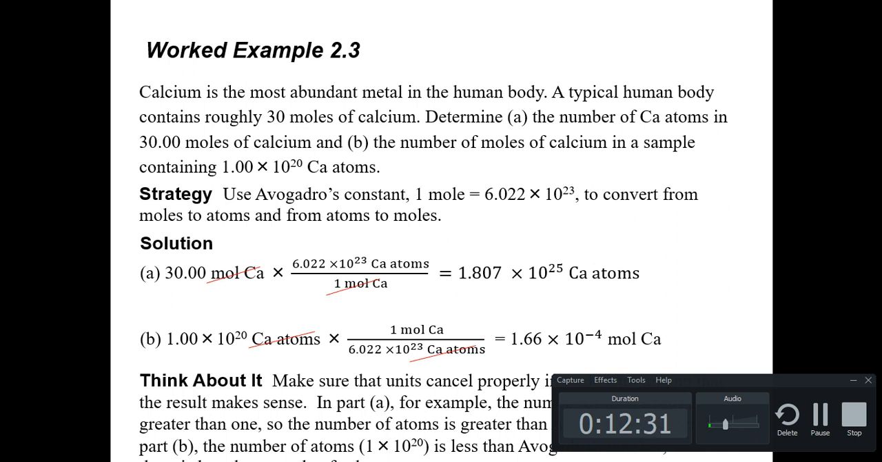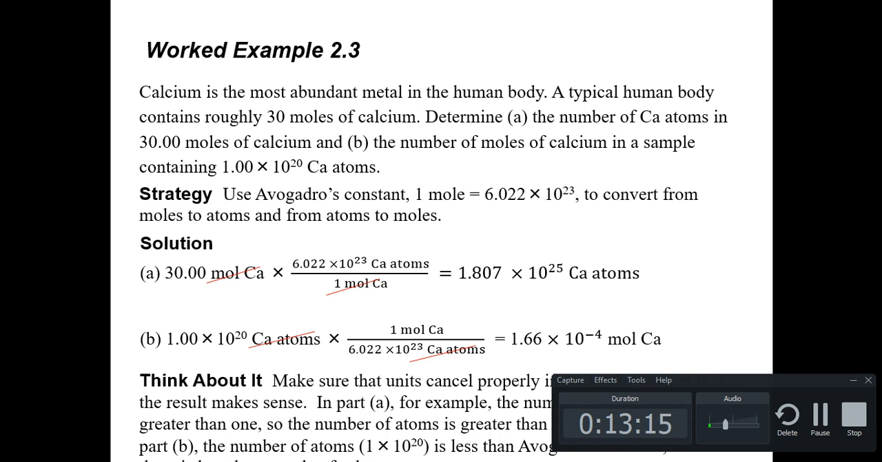Now I have the mole, I am going to the atoms. 1 mole has Avogadro's number of atoms. 2 moles has Avogadro's number times 2 atoms. Half a mole has Avogadro's number divided by 2 atoms. Okay, now keeping that in mind, let's go to this question. Calcium is the most abundant metal in the human body. A typical human body contains roughly 30 moles of calcium. Now determine the number of calcium atoms in the 30 moles of calcium. So if you know 1 mole has Avogadro's number of atoms, then for 30 moles, basically you multiply by 30.